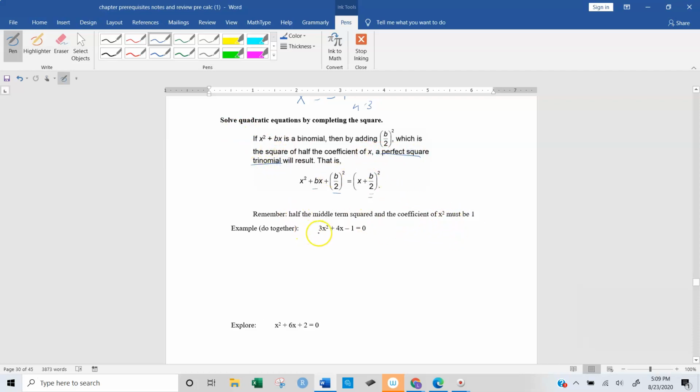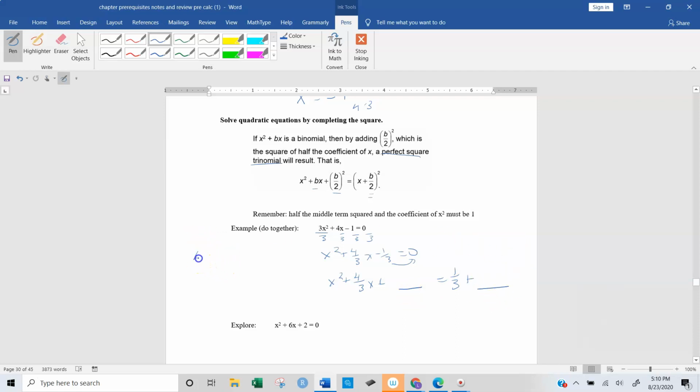So first step, this term has to be a 1. So we're going to divide everybody by 3. So now we have x squared plus 4/3 x minus 1/3 equals 0. This guy's in the way, so we're going to move him to the other side. So you have x squared plus 4/3 x plus, we don't know yet, so we put a little blank, equals the 1/3, and whatever I add to one side, I must add to the other to keep my balance.